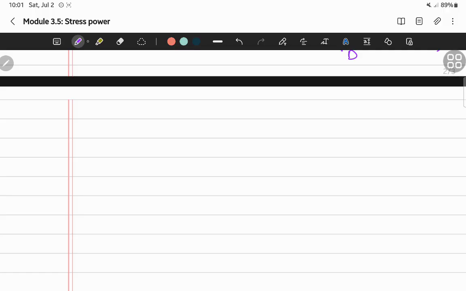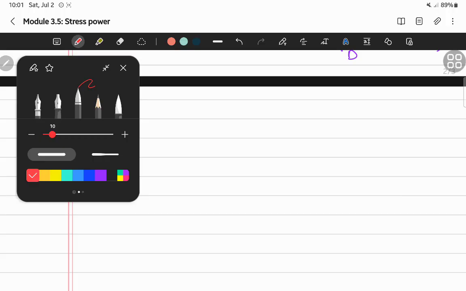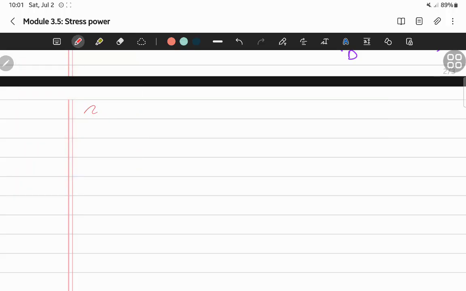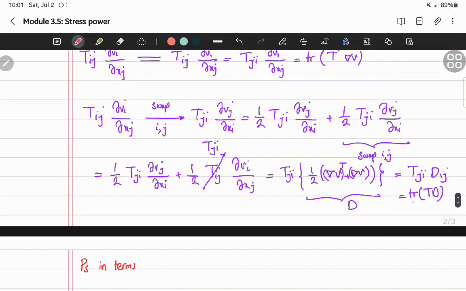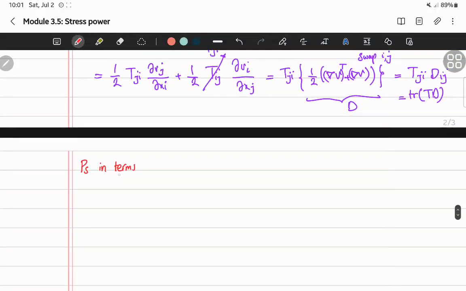And then we also would like to write down the stress power, or Ps, in terms of, so right now we found stress power, TD, in terms of, let's say, the Cauchy stress tensor and also D, the rate of deformation tensor. But let's find Ps in terms of the first Piola-Kirchhoff stress tensor.